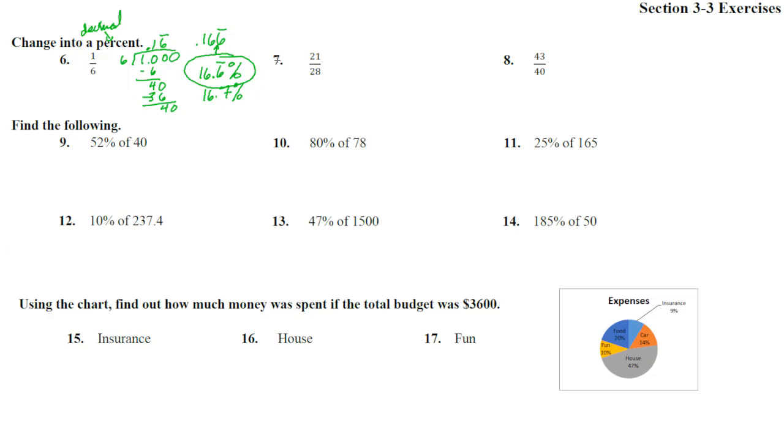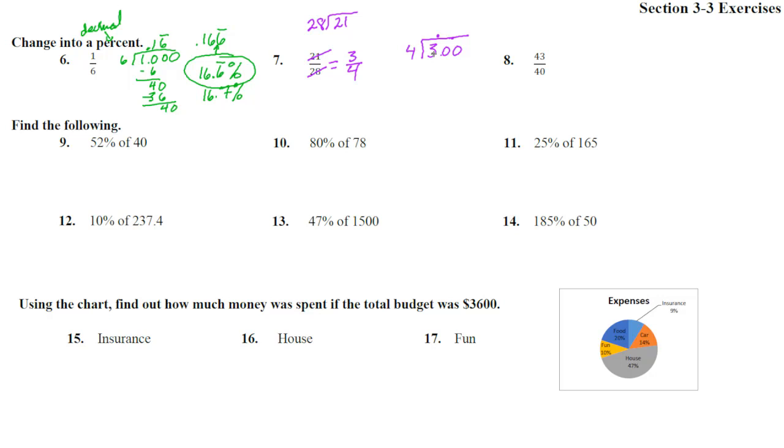Okay, number 7, 21 over 28. You could do 21 divided by 28. That's going to be pretty intense. If you can notice, hey, there's a 7 in here and a 7 in there, this goes down to 3/4. Some of you may be like, oh, 3/4, I know that one. That's going to be 75%. Let's do it officially. 3 divided by 4. Put a couple of zeros here. Let's see if it really comes out to 75%.